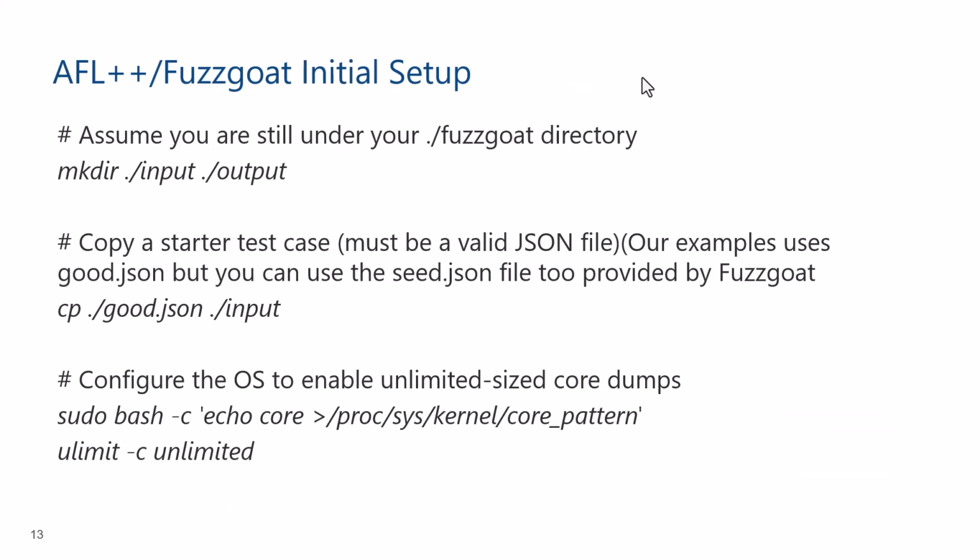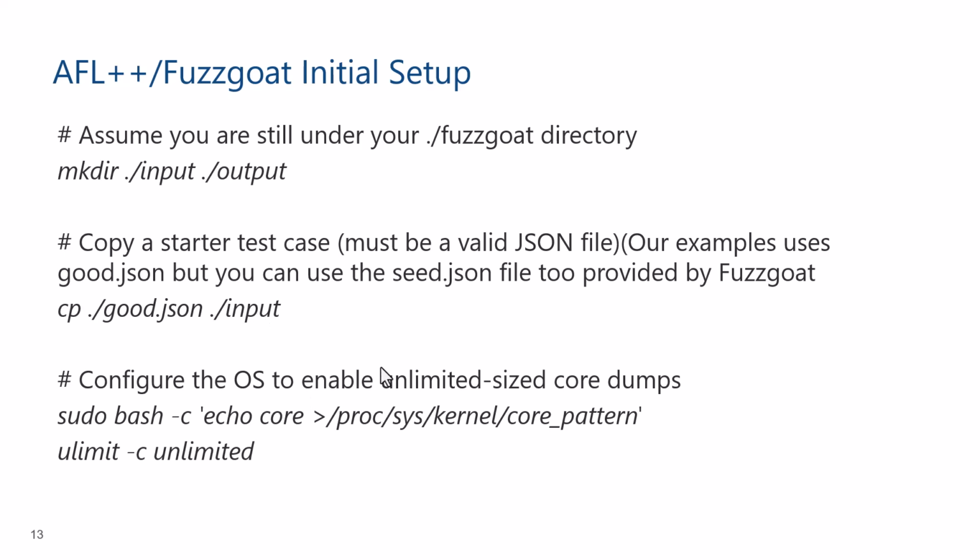Now, before we actually do any of the fuzzing, we have to do some initial setup. It's pretty easy. Assuming you're still under your fuzzgoat directory, you're going to make a couple subdirectories, one called input and the other is the output. And then we're going to copy a positive test case, as I mentioned. I provided one called good.json. Just copy that good.json, which is under your fuzzgoat directory, to the input directory that you created there. Also, fuzzgoat does come with one called seed.json. You can use that as well. But seed.json actually is not valid input, but good.json is.